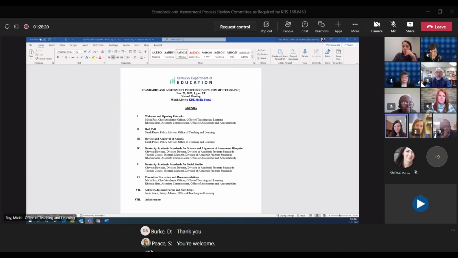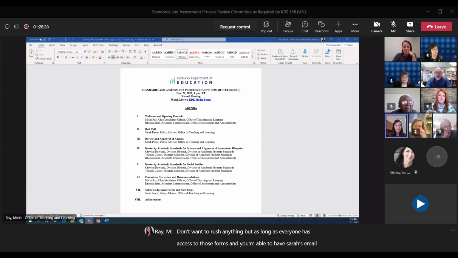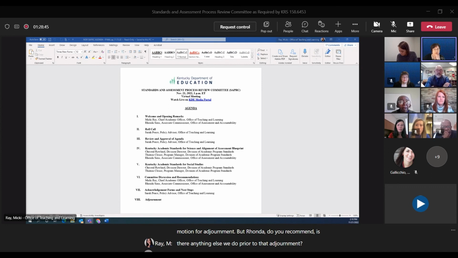I don't want to rush anything, but as long as everyone has access to those forms and you're able to have Sarah's email address there to return those, once you are finished and have shared that, I think we have to entertain a motion for adjournment. But Rhonda, do you recommend, is there anything else we do prior to that adjournment? I don't believe so, Mickey.